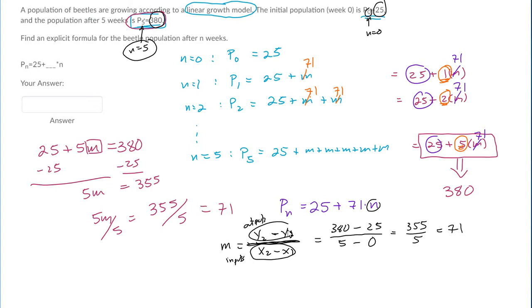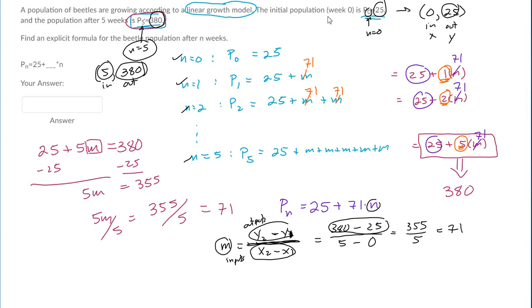So that's a way to directly solve for the m without setting up all the different steps: change in the output divided by change in the input between two different data points that we know. This is the data point: input is 0, output is 25, that's my input and output, or x and y if you like. This is the data point 5, comma 380. 5 is the input, 380 is the output. The change in the outputs, 380 take away 25, goes in the numerator. The change in the inputs, 5 take away 0, goes in the denominator, and then we get our m value. All right, cool.